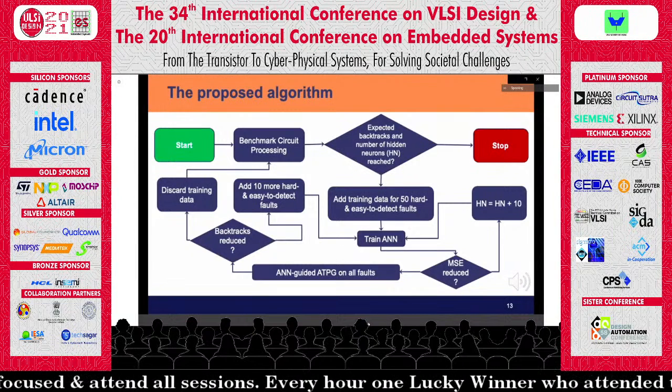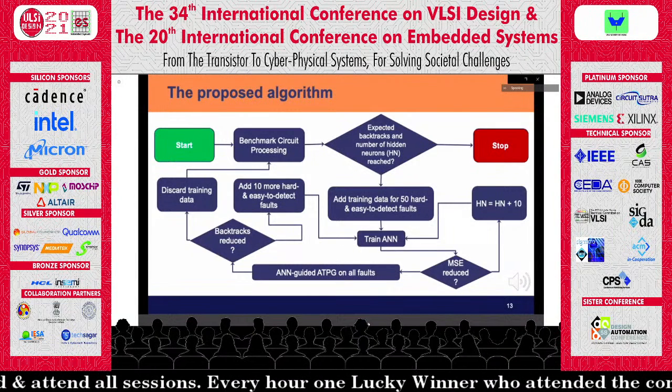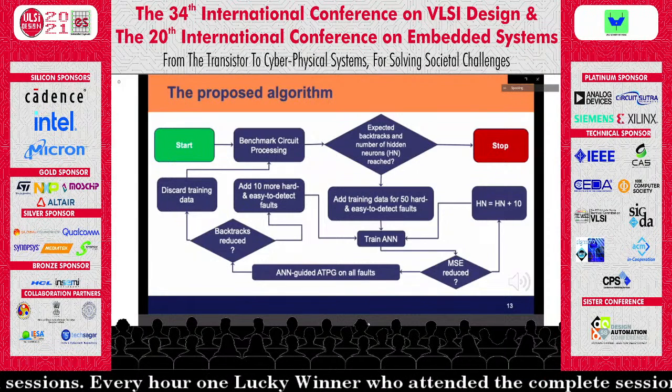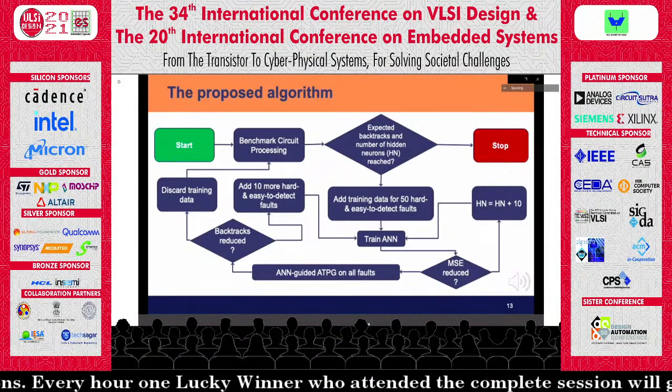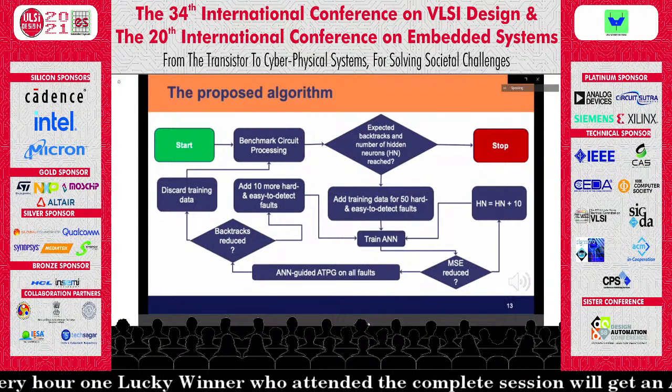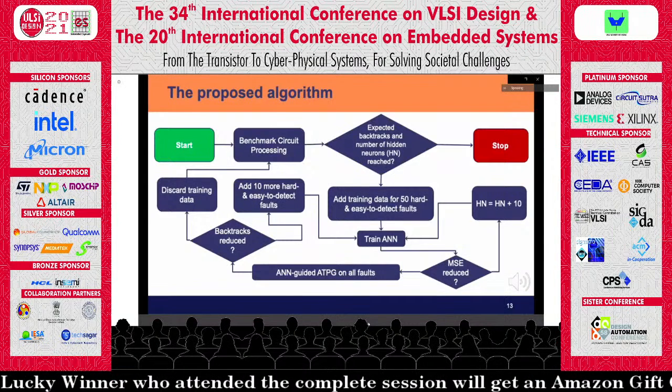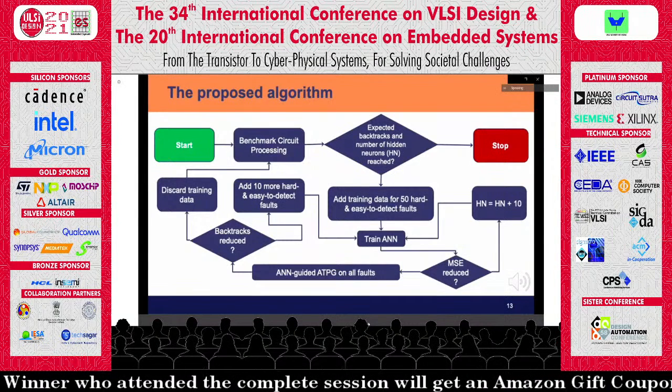The algorithm to develop an evolving ANN-guided ATPG is illustrated in the figure. We select large-depth circuits C6288, B05 and C3540 from the ISCAS 85 and ITC 99 benchmarks. The ANN structure is the same as in the recent study, and parameters such as the number of hidden neurons and mean square error are initialized.